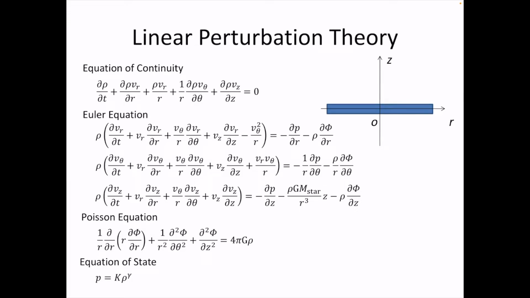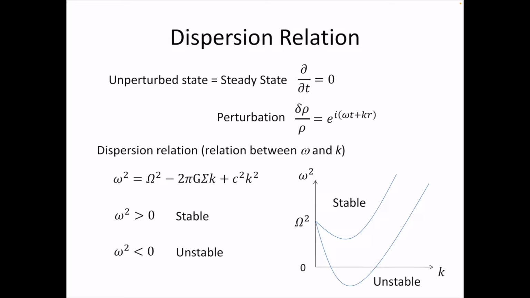Hello everyone. In the last lectures, I derived the condition for gravitational instabilities using very simple models. More accurately, we need to use linear perturbation theory. We need to write the continuity equation, Euler equations, and Poisson equation in cylindrical coordinates, and also combine them with the equation of state to relate pressure and density. I won't explain how to solve these equations in detail, but I'd like to introduce how to solve them to find the dispersion relation.